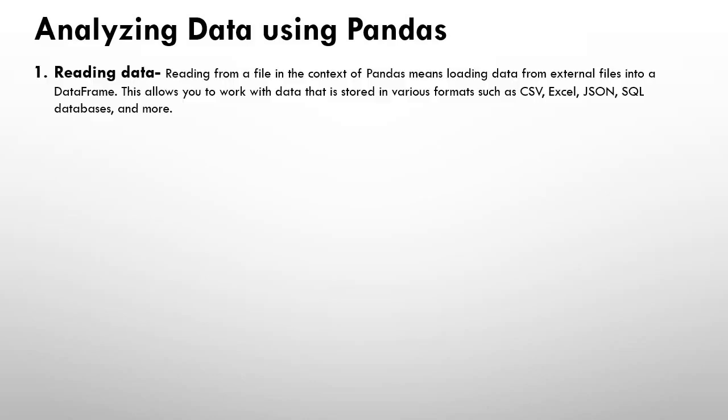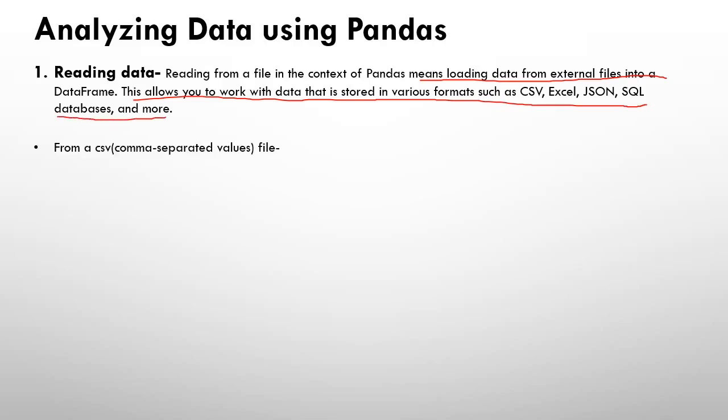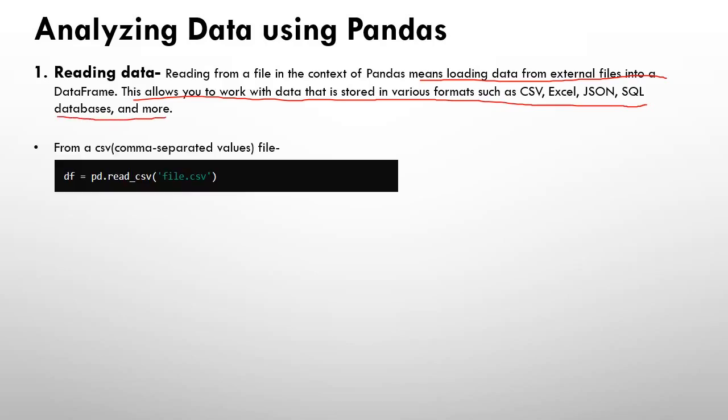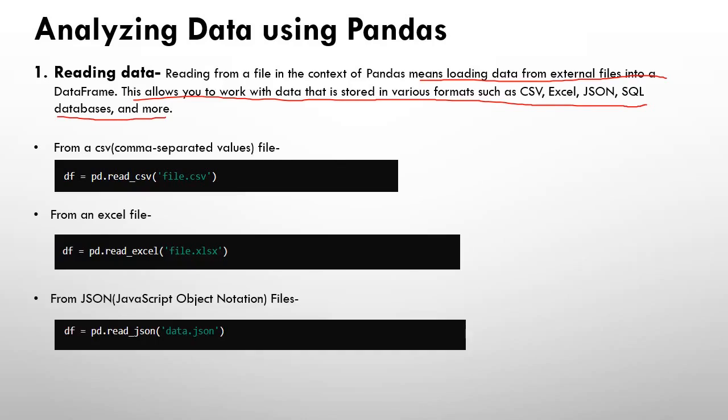Analyzing data using Pandas. Reading data from a file in the context of Pandas means loading data from external files into a data frame. This allows you to work with data that is stored in various formats such as CSV, Excel, JSON, SQL databases, and more. How can we read data from a CSV file? For reading data from a CSV file, we use the method pd.read_csv.